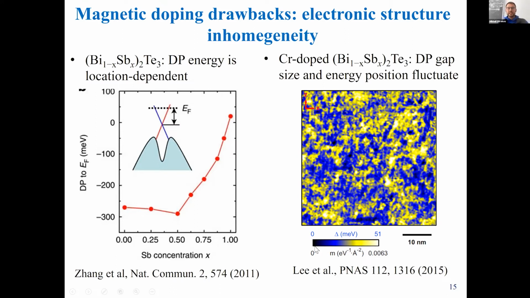On top of that, the centers of all these gaps are not aligned. It is very difficult to achieve the global gap throughout the whole film. Basically, it can be, I don't know, micro electron volts or sub-milli electron volts for sure. And this is why the observation temperature is so low. So it's very difficult to go higher with this approach in terms of the observation temperature.